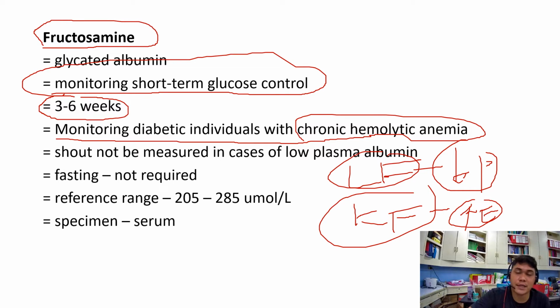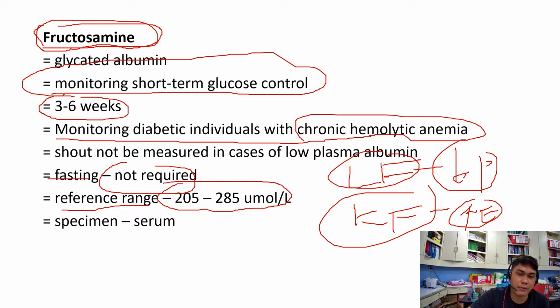And if the patient has low albumin, the fructosamine level will also be affected. It's also decreased. Fasting is not a requirement for fructosamine because a recent meal has no effect on fructosamine level. Reference range is 205 to 285 micromole per liter, and the specimen for fructosamine is serum. Remember, it's serum for fructosamine and whole blood for glycosylated hemoglobin.